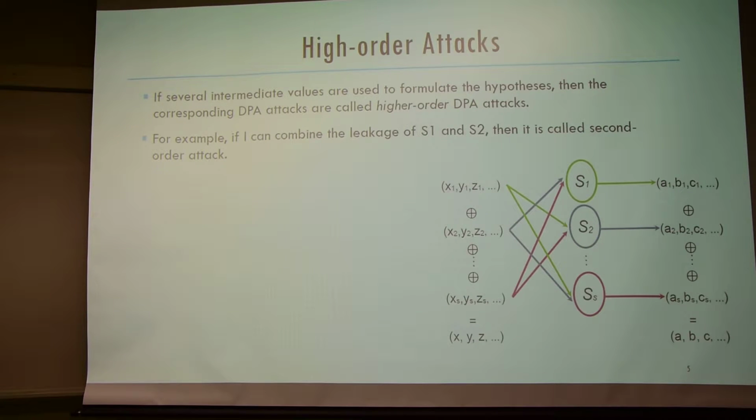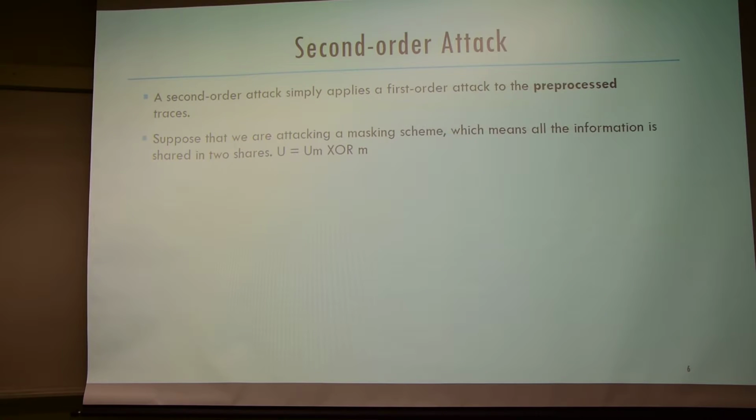So what does high order attack mean? If several intermediate values can be used to formulate the hypothesis, then the corresponding DPA attack is called high order DPA. So for example, if we can combine the leakage of function S1 and S2, then it is called second order attack because we are focused on 2 functions. So right now we only talk about the second order attack.